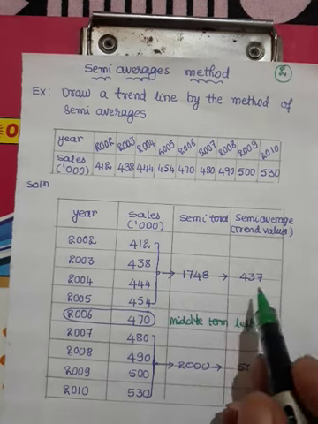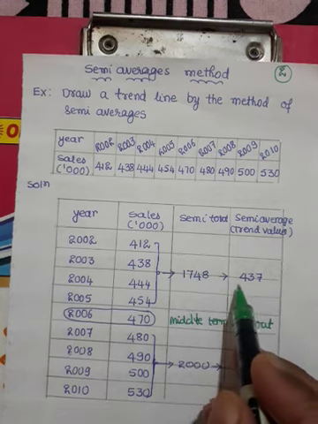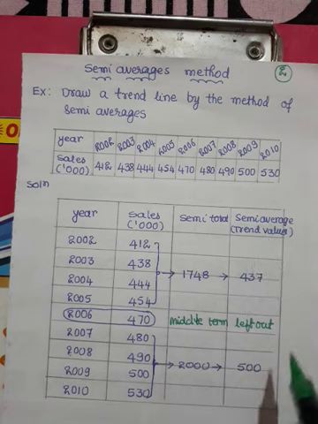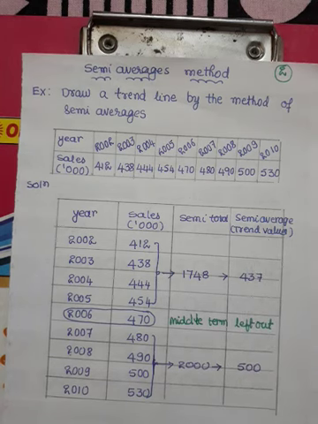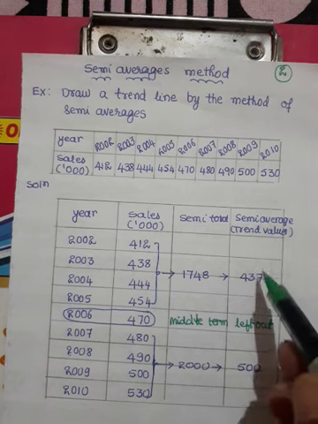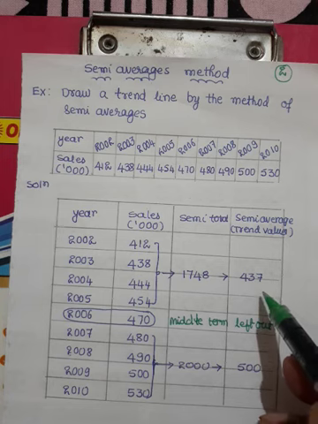It is to be written against that semi-total. So this is 437, written in this fourth column. Also for the second half, the semi-average is to be obtained. The semi-total is 2000. Divide this by 4, you will get 500. The 500 is to be written against 2000. So we have obtained two semi-averages, or two trend values.